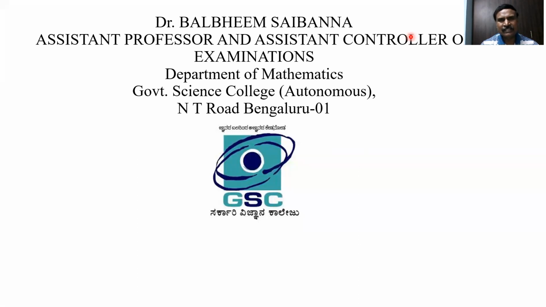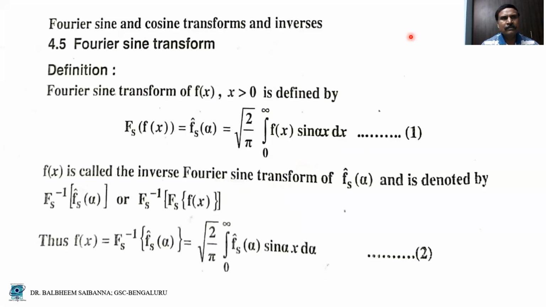Now, in the previous classes, we have studied Fourier transform, complex Fourier transform, and inverse Fourier transform. Now let us go to one more type, that is Fourier sine transform, as well as the inverse. Fourier sine and cosine transforms and inverses, inverses being nothing but sine inverse and cosine inverse. Now, the Fourier sine transformation definition.